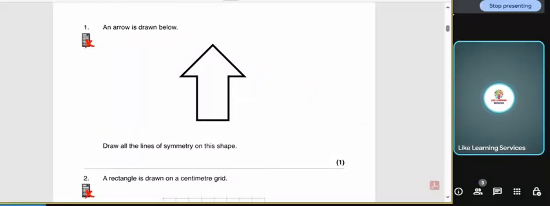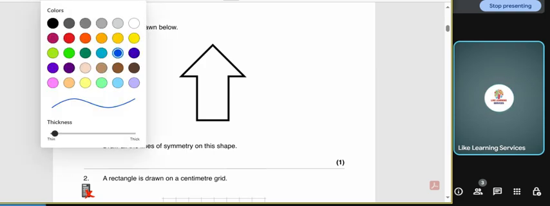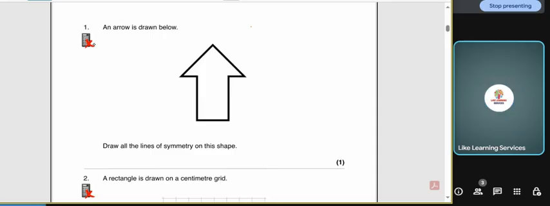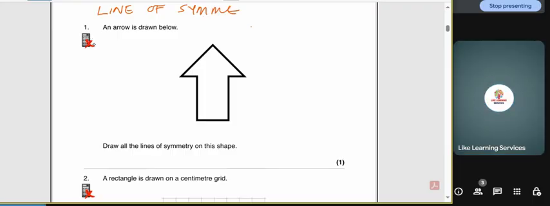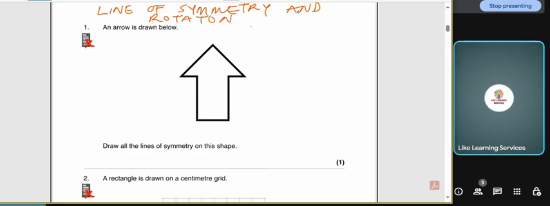So this is line of symmetry and rotational symmetry. There's line of symmetry, symmetry should be double M, right? Yep. I think it's 1M. And rotational symmetry. No, it's two M's. Okay, rotational symmetry.